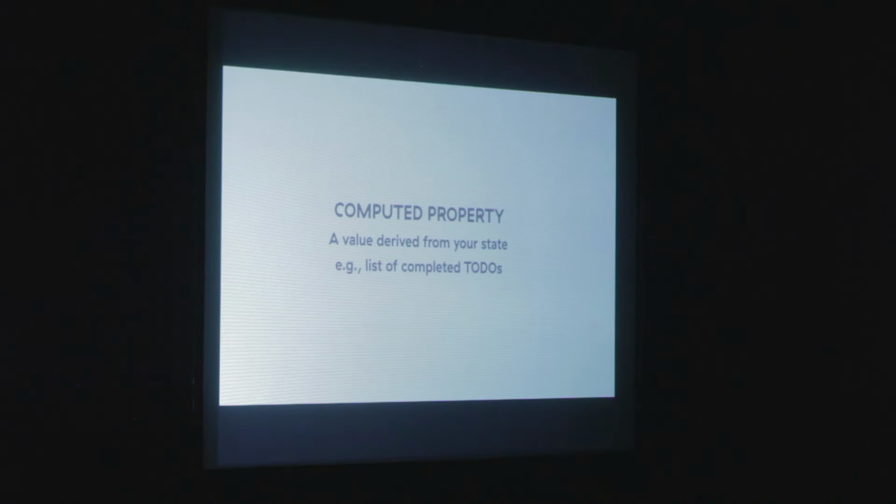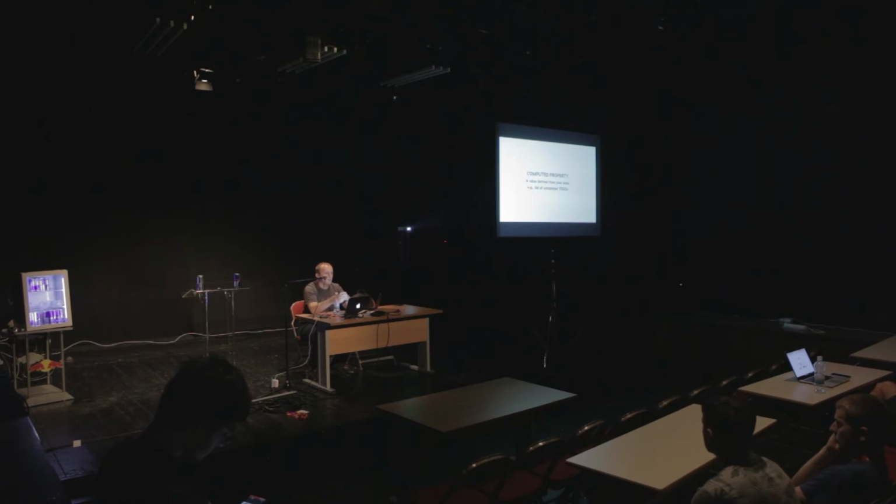The third thing is the computed property. Those are values that are derived from the state. For instance, in the conference app, that would be a list of favorited talks. So you don't need a selector. You just define a computed property. We'll see that in the examples.